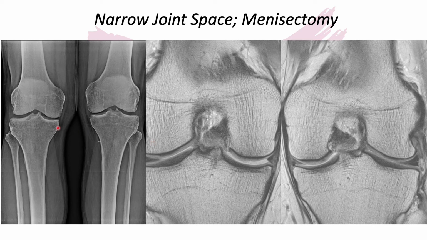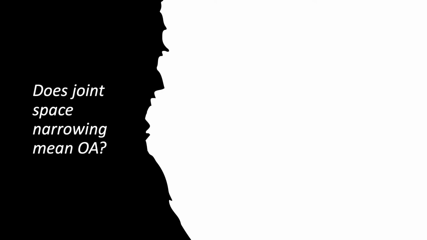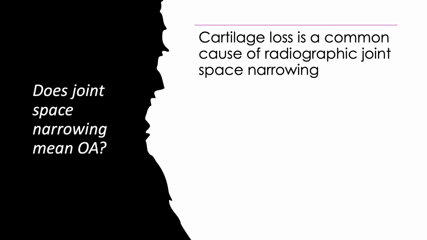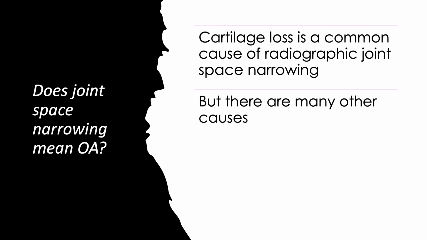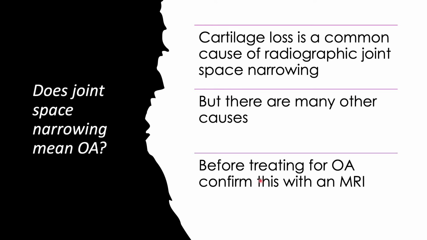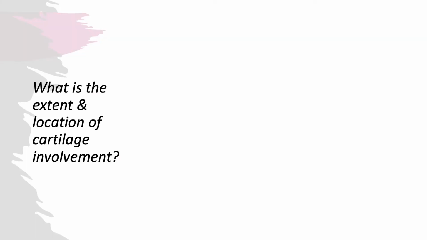Another example here where you can see bilateral medial joint space narrowing a bit greater on the right, we find that this is actually coming from the fact that this patient has had a partial medial meniscectomy, as is demonstrated by the completely blunted appearance of the medial meniscus here as well as here, and the articular cartilage is actually quite good. So does joint space narrowing mean osteoarthritis? Yes, cartilage loss is a common cause of radiographic joint space narrowing. However, there are many other causes, and before treating osteoarthritis, we need to confirm this with an MRI.